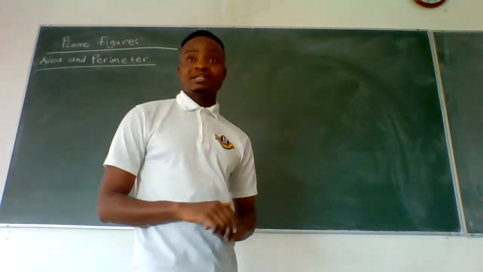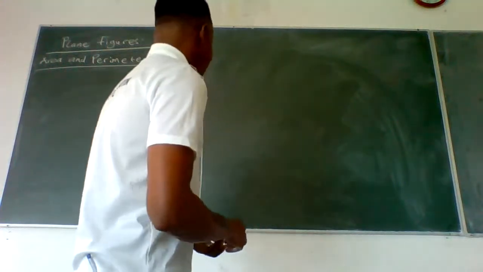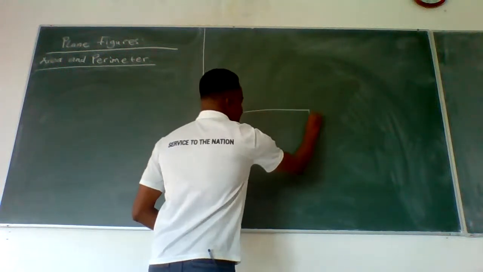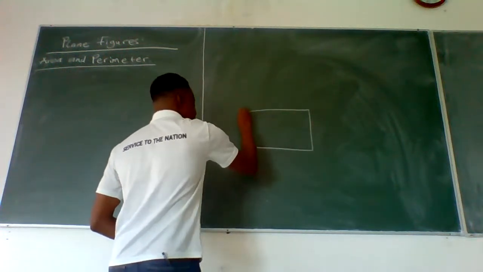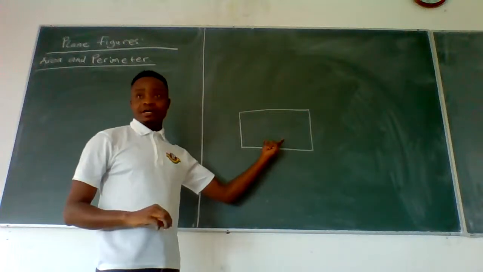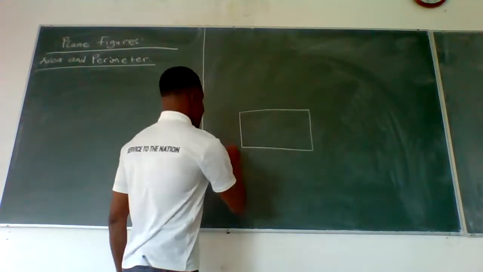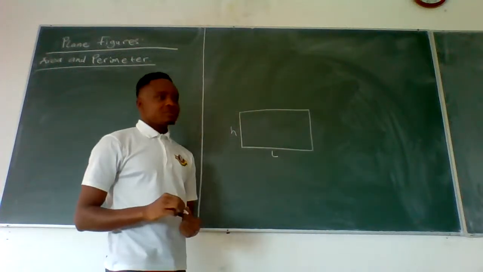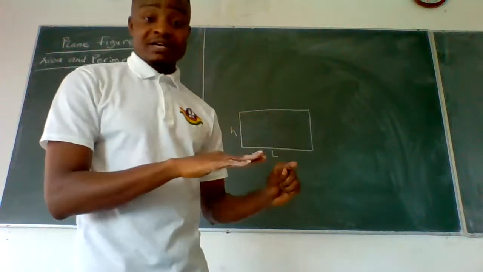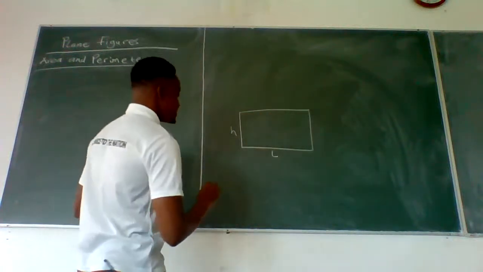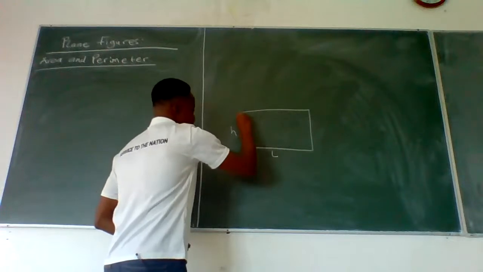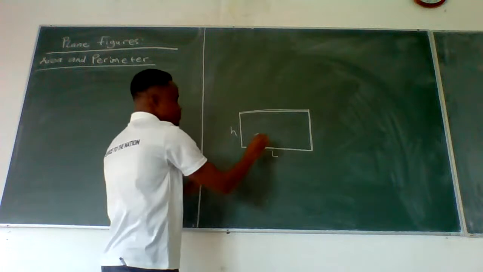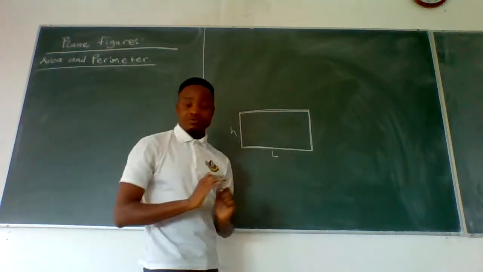So okay, when you say plane figure, they are just flat two-dimensional figures or objects. Let's say when you have something like this, it is a plane figure because you have just two dimensions. You have the height and then you have the length. There's no thickness, just two-dimensional base is what we call a plane figure.